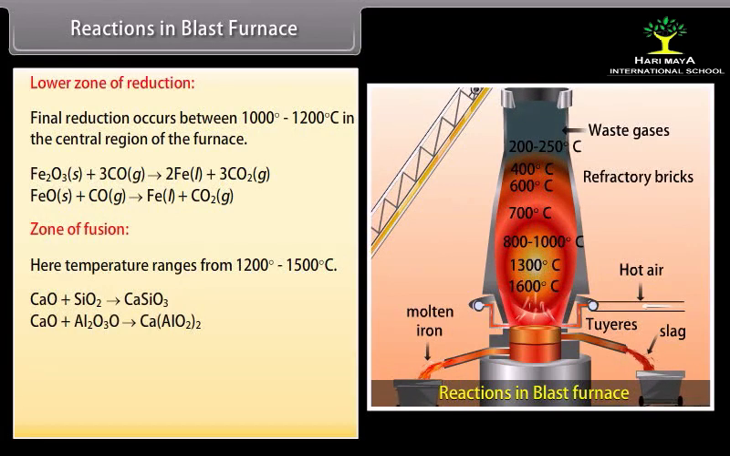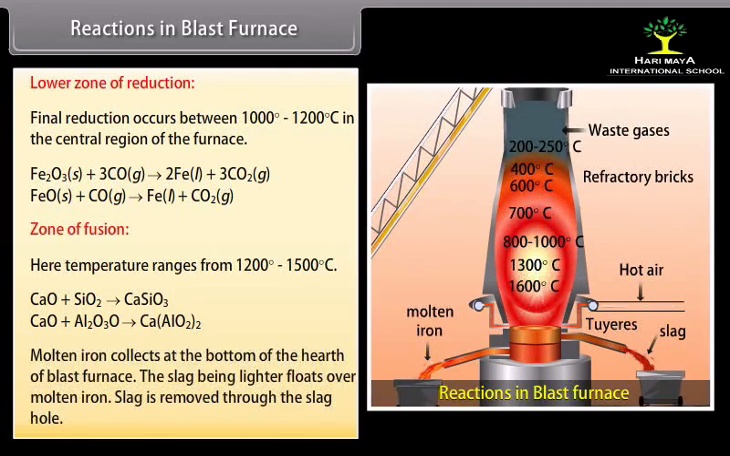Limestone decomposes into calcium oxide, which acts as a flux and combines with the impurities of SiO2 and Al2O3 and removes them as slag. Molten iron collects at the bottom of the hearth of blast furnace. The slag, being lighter, floats over molten iron. Slag is removed through the slag hole.